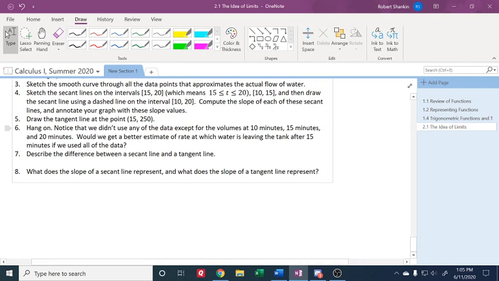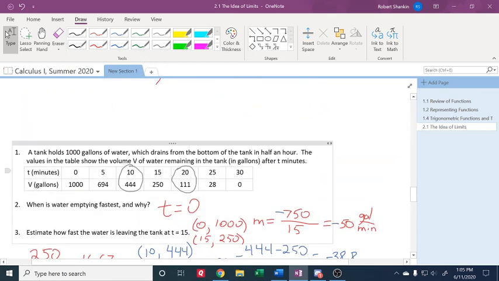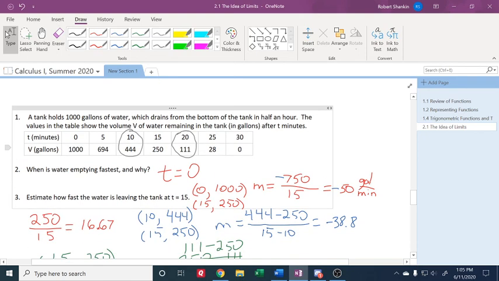Would we get a better estimate of the rate at which water is leaving the tank after 15 minutes if we used all of the data? We're only using these 2 points. Wouldn't we get a better estimate if we used all of the data? Anybody have a comment on that? That seems to make sense to me.